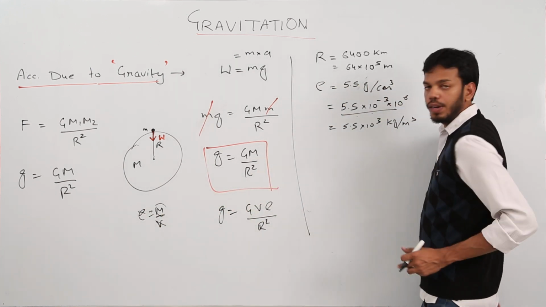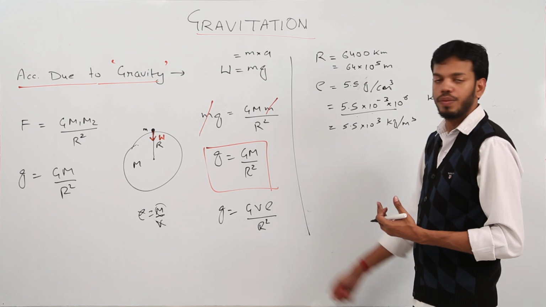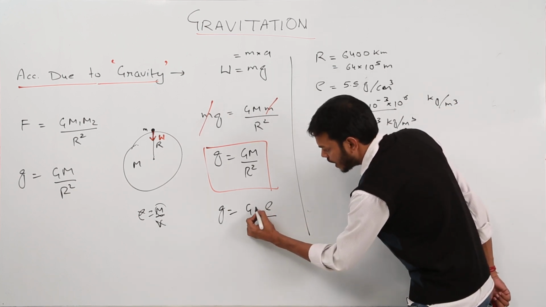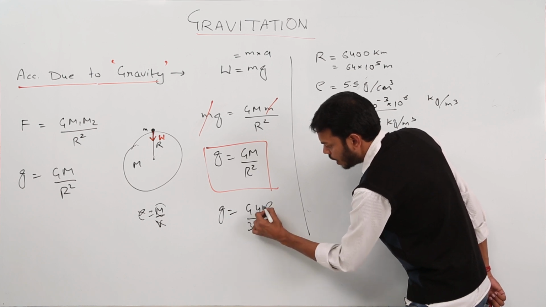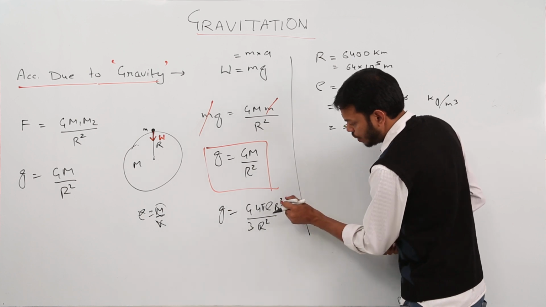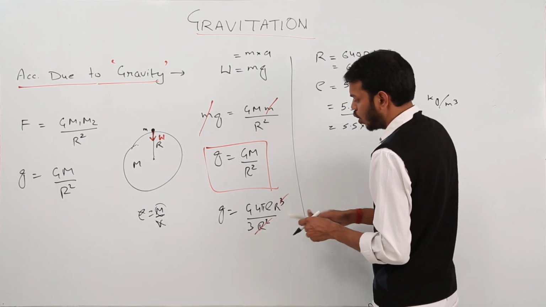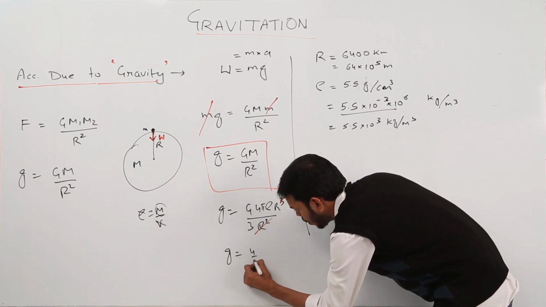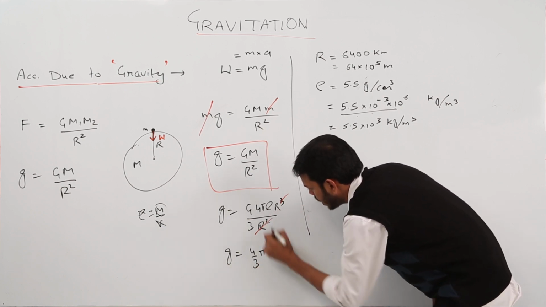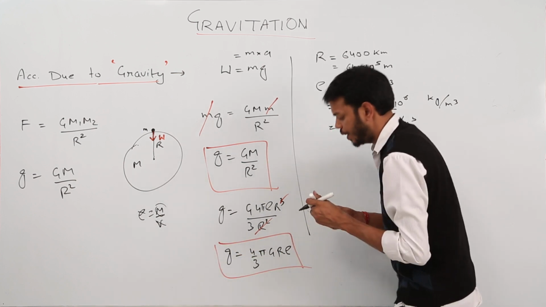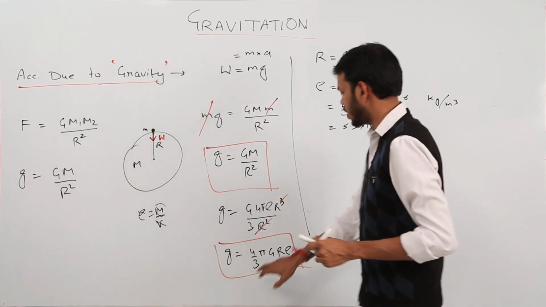Now instead of volume, what we can write is 4 by 3 pi r cube, because this is supposed to be spherical. So this becomes 4 upon 3 pi multiplied by r cube. So this r cube and r square cancel out. You are left with only a single term r. So acceleration due to gravity has another formula, which is 4 upon 3 pi G r rho, right? So sometimes when you can't use the first formula, you can go for this formula.